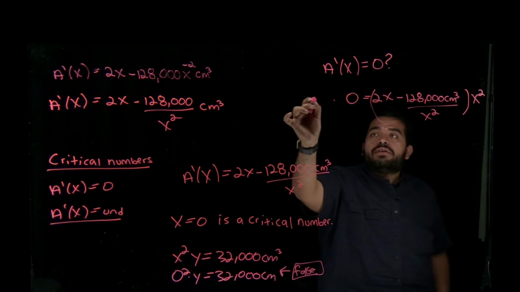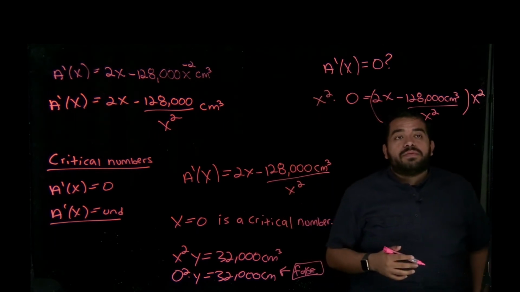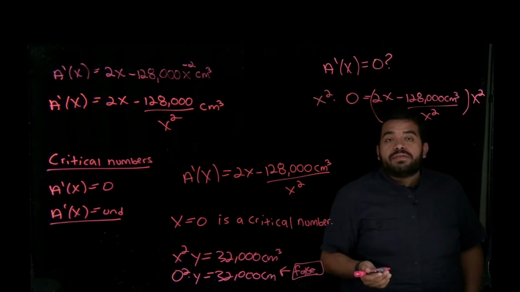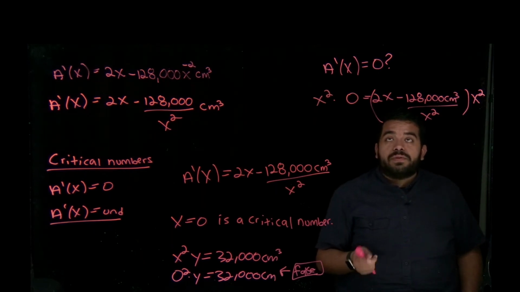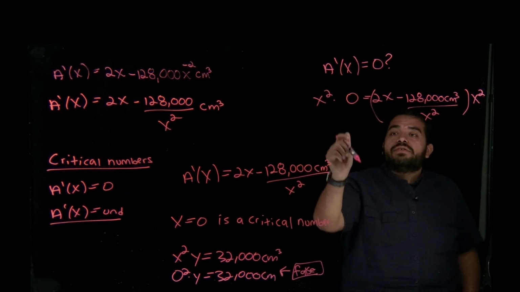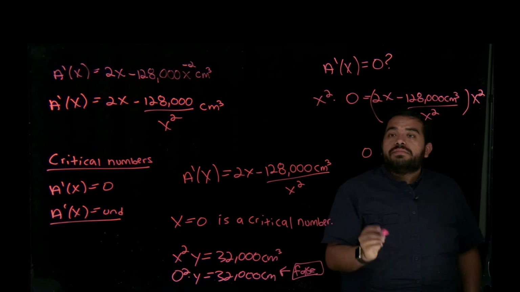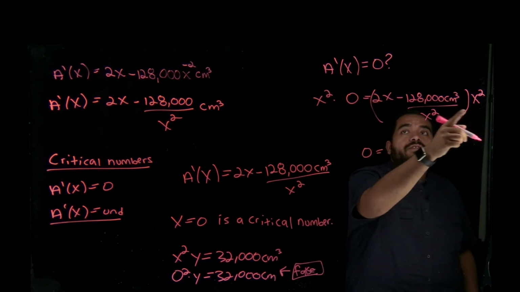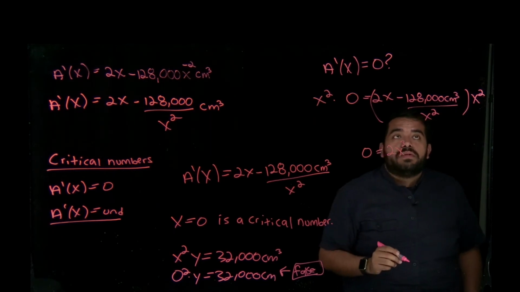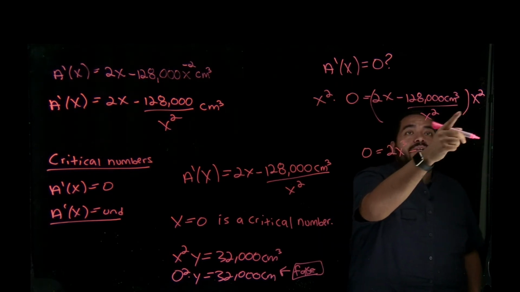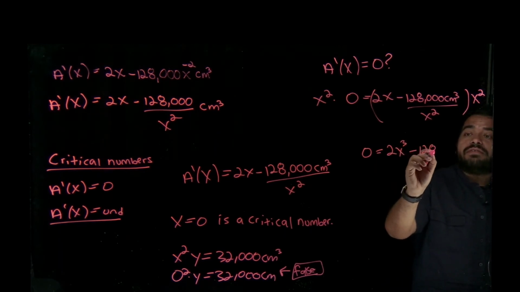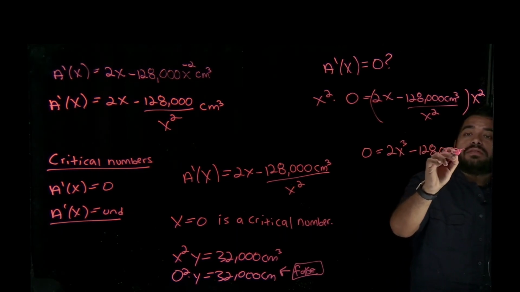x squared. Why do I want to do that? Because when I multiply that to this side of the equation, that is going to cancel out this denominator, which is what I want. I want to isolate my x here. So on this side, we have x squared times 0. The result will be 0 equals x squared times 2x, which gives me 2x to the third power, minus 128,000 centimeters cubed, because this cancels out with my denominator.